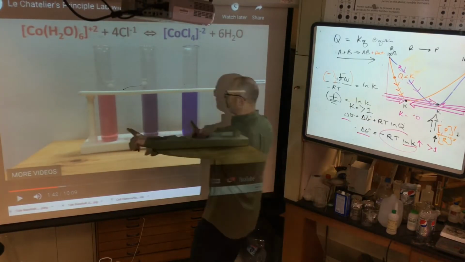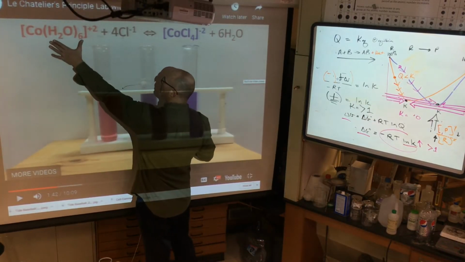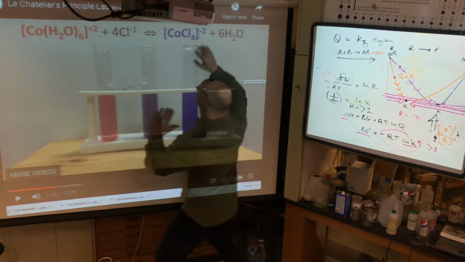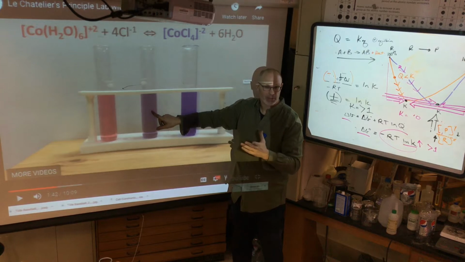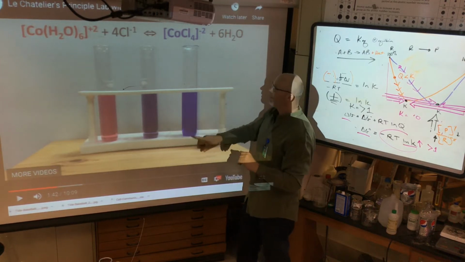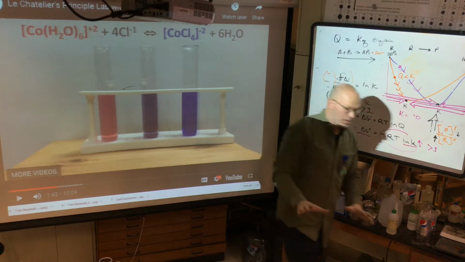Complex ions, right? This is a complex ion with cobalt. That one is pink, and that one is blue. When it's at equilibrium, it's in between. Is that purple? I don't know. Okay, cool. Now we're going to test and drive the reactions.